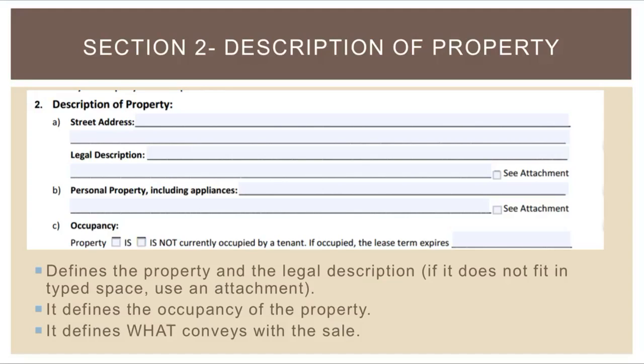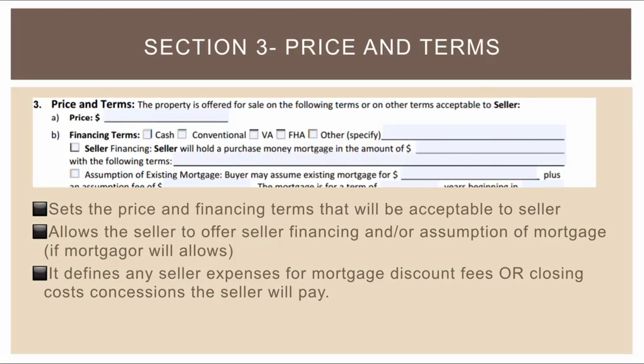Quick note, if it does not fit in the type space, use an attachment. It also defines the occupancy of the property, whether it's currently occupied by a tenant or not, as well as what will convey with the property, the personal property, including appliances. You want to make sure that you write the entire amount, everything staying in this section, including any fixtures, pool equipment, things of that nature.